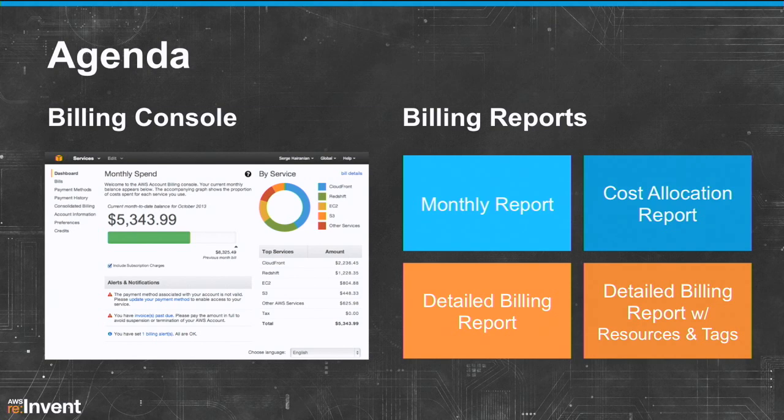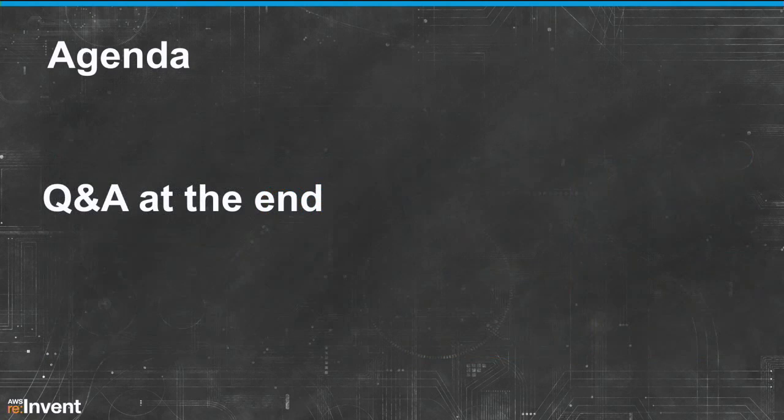The reason we have so many different levels of visibility into your reports is because AWS customers range wildly from individual developers to large enterprises. So we try to give you different views of your bill so that you can understand. At the end of the 2 sessions, we're going to hold the Q&A, so please hold your questions till the end.